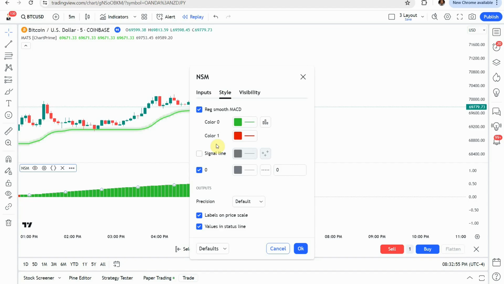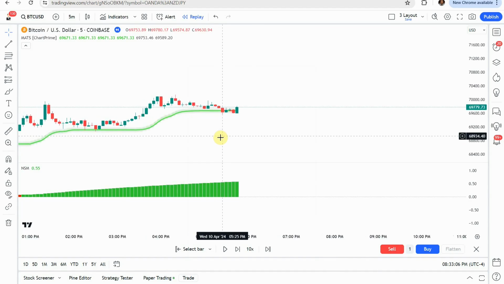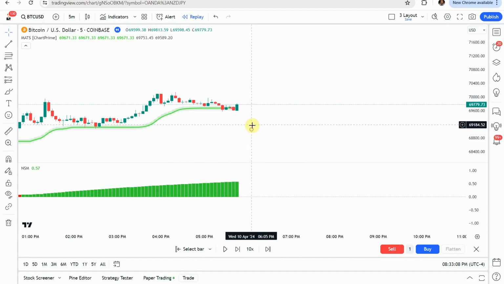Then you can jump into the styles on this one as well. Change the color 0 to green and color 1 to red. And you can uncheck the signal line right there. With all that set up, you should see as I see on screen now.